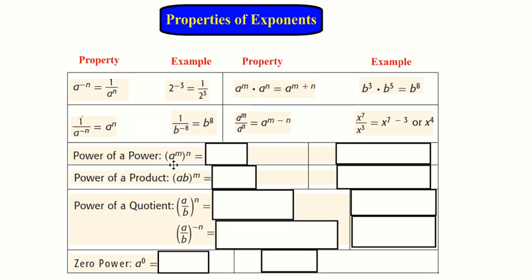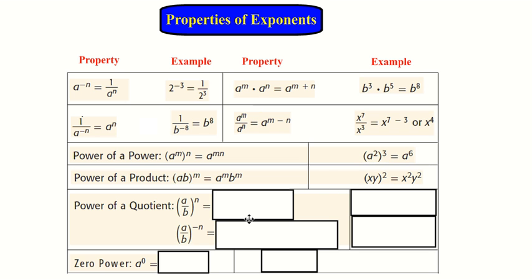Power of a power, when we have something raised to a power in parentheses raised to another power, we multiply those powers. That's a to the m times n. An example would be a squared raised to the third is a to the sixth. Power of a product, whatever you have inside of parentheses raised to a power means you have to raise everything in the parentheses to that exponent. An example would be xy raised to the second. So x and y would both be squared in that example.